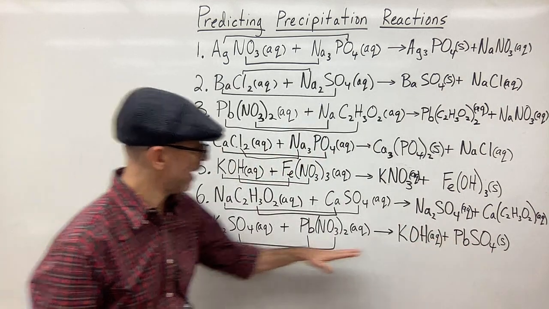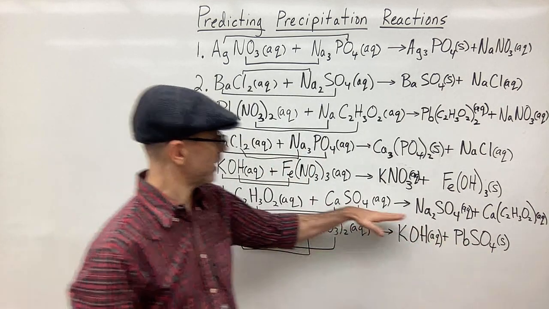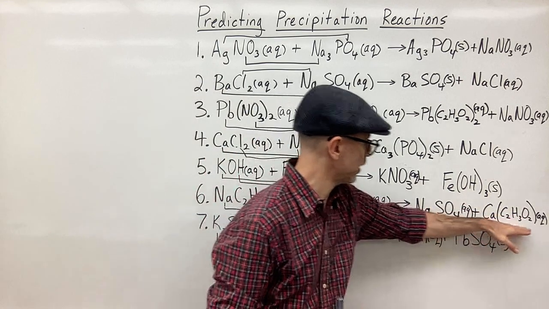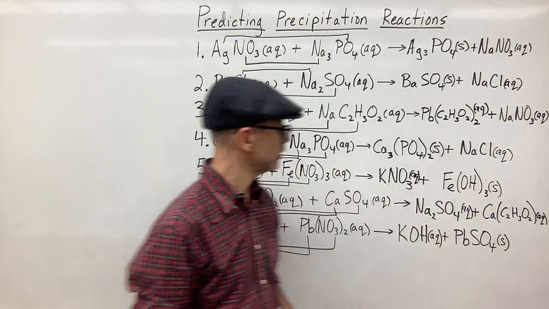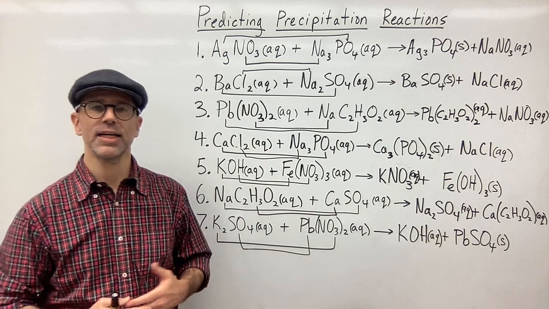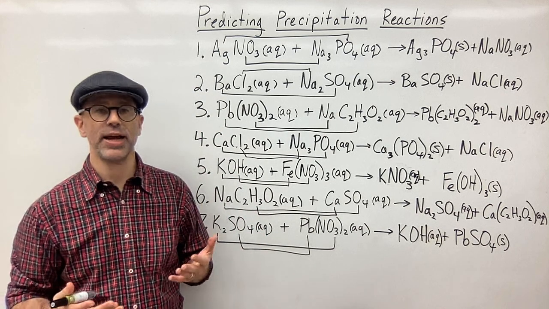And so therefore we have a reaction going on here, but in the previous one we don't have any reaction because no precipitate was formed. They're both aqueous ionic compounds. Okay? And so that's it, ladies and gentlemen. That's how you can predict your precipitation reactions.